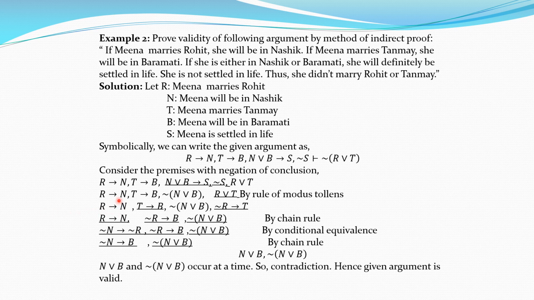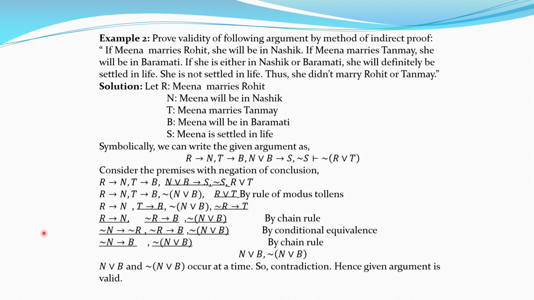Now, R implies N and T implies B. Negation of N or B we have kept as it is. Now, from R or T we get negation R implies T. In the next step, this is T implies B, this is negation R implies T, so we can use the chain rule. From these two we get negation R implies B. Now this part is the same, R implies N as it is.